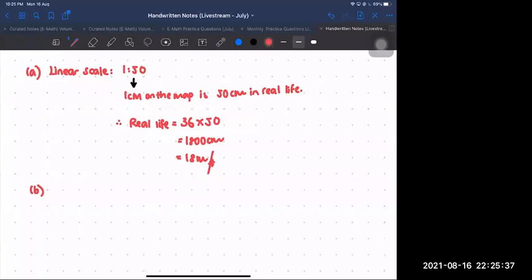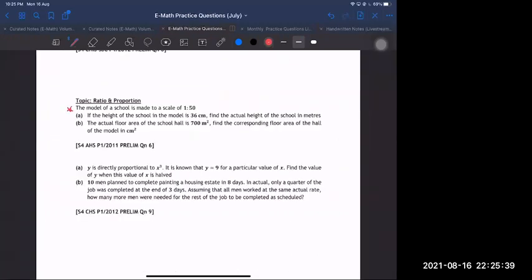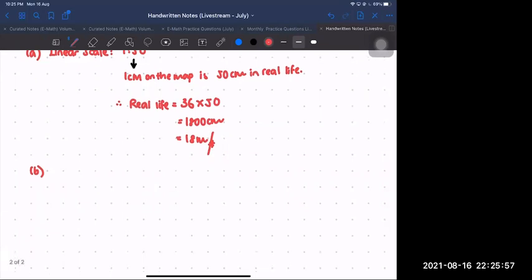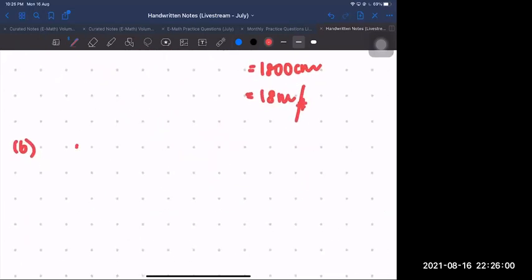Now for part B, the question states that the actual floor area of the school is 700 meters square. Find the corresponding floor area of the hall in the model in centimeters square. Whenever you're facing questions like this, you need to convert between linear scale to area scale. So 1 cm represents 0.5 meters. How do you convert from linear scale to area scale? We always square the values. So 1 cm square is to 0.25 meters square.